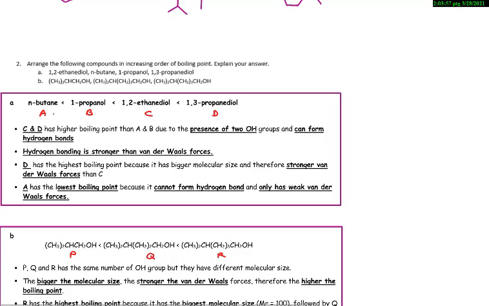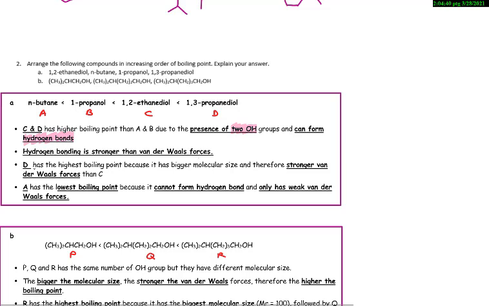Okay, so here is the explanation for you, and we label as A, B, C, D to make it easier for your explanation. Okay, so if you look at the structures over here, we have n-butane, which is a straight chain butane, 1-propanol, followed by 1,2-ethane diol, then 1,3-propane-diol. C and D have higher boiling point due to the presence of 2 OH groups, okay, and they can form more hydrogen bonds. And this is because hydrogen bonding is stronger than van der Waals forces.